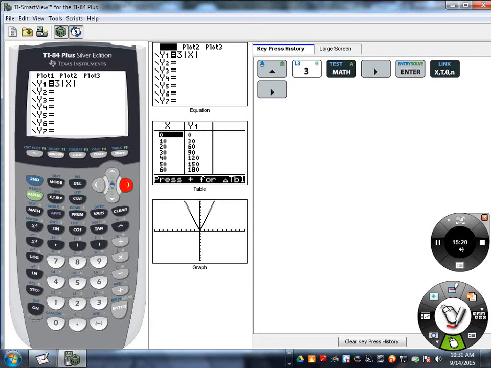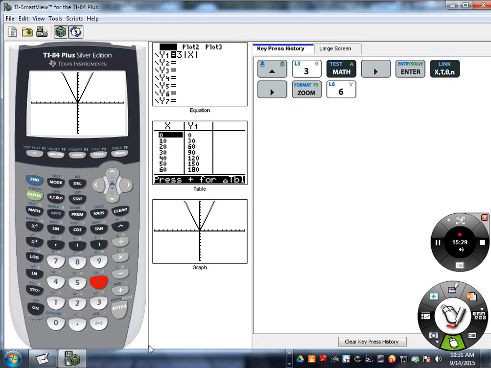Okay? Then make sure your window is on that standard window we had before. So if you don't know, just go ahead and press zoom and choose choice 6. And then you see the graph. Okay?